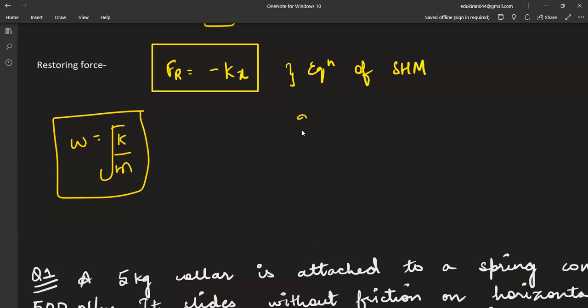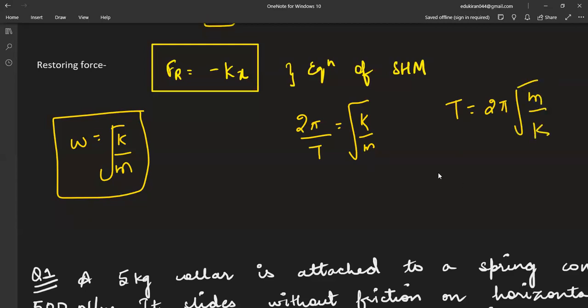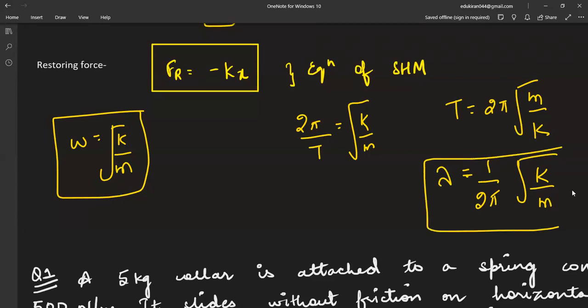One more thing, omega is 2 pi by T, which is equal to under root K by M. So time period will be equal to 2 pi under root M by K. So frequency will be equal to 1 by 2 pi under root K by M, because it's 1 by time period. This is the formula of frequency which you should remember apart from this formula of time period also, that is 2 pi under root M by K.